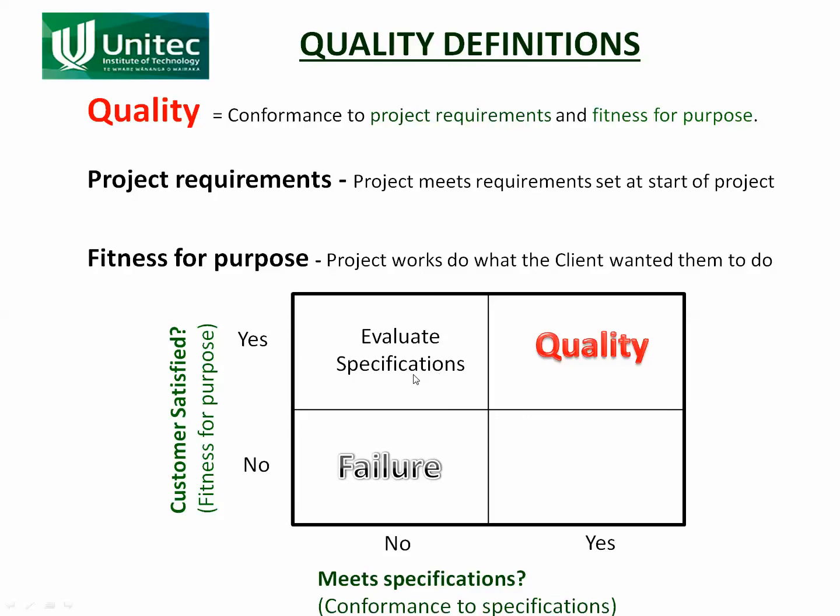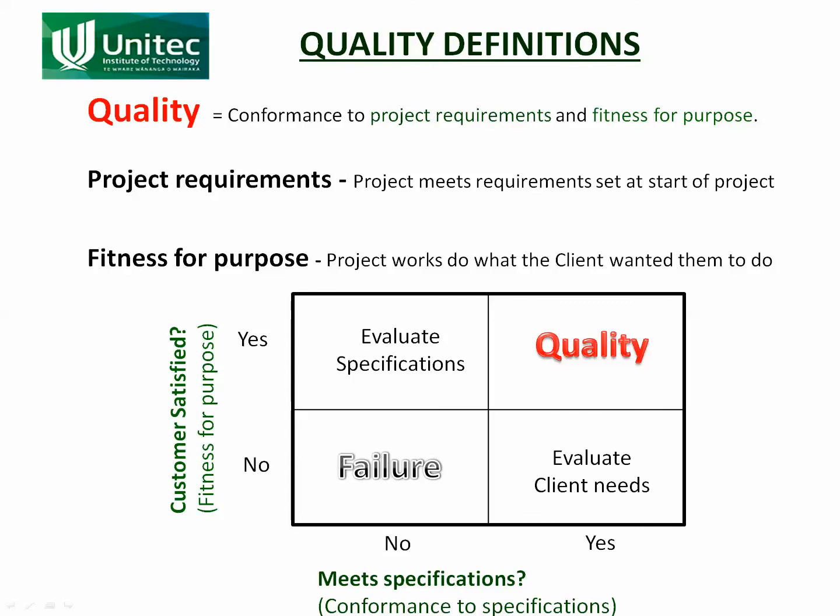So where the customer is satisfied and it doesn't meet requirements, you need to look at the specifications. It might have been that you built what the client wanted, but you didn't specify it right. So when you're preparing the specifications, if it's a construction project, it might have been that you made a mistake, that you didn't translate the client's requirements into the specifications for the work. Specifications, remember, are the documents, usually in a tender document, that say these are the quality standards that need to be met.